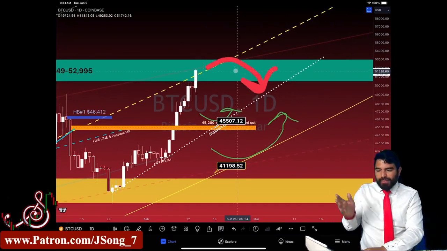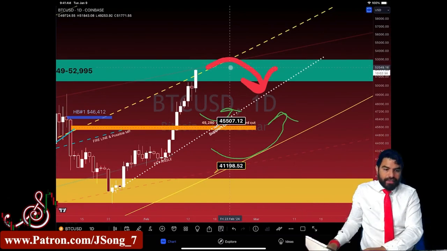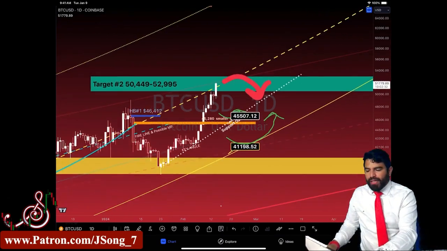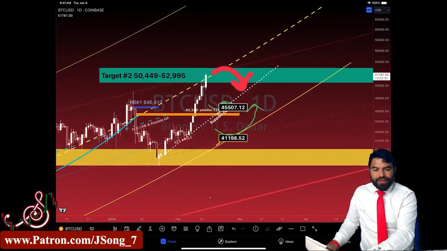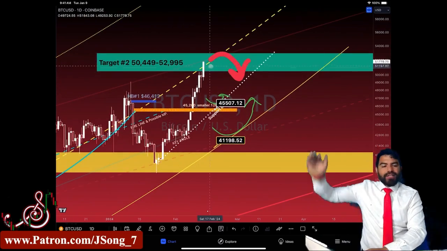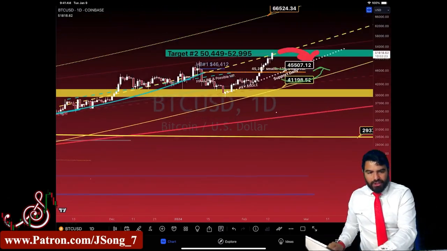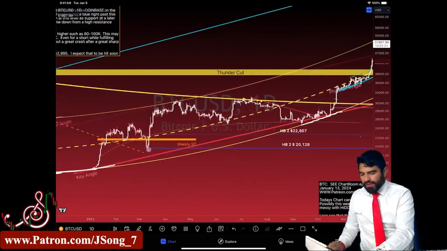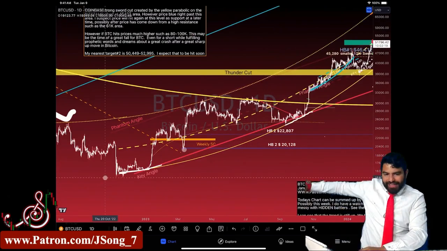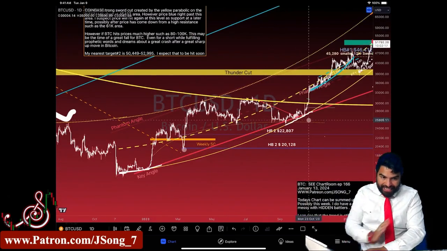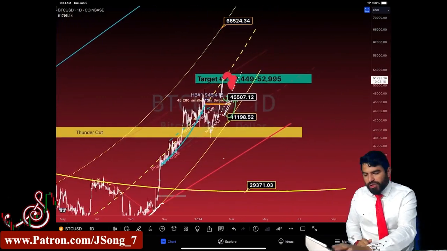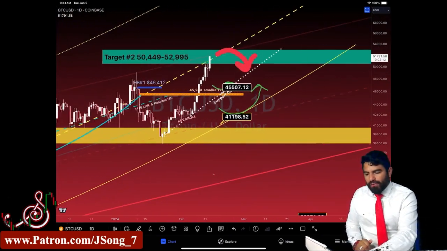We're probably going to go back up to the target one more time and pull out some more supply. After that, most likely we're going to come down to the larger parabolic support. Here's a larger parabolic support going upwards on the daily chart. I can see the curvature here and here. So we should be hitting that low of around 41,000.